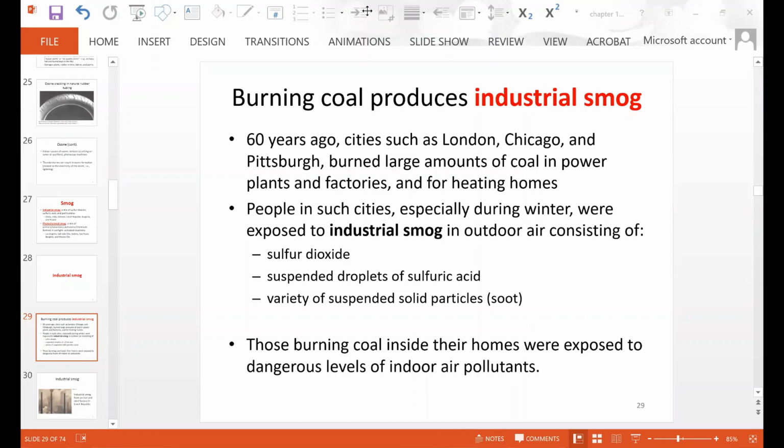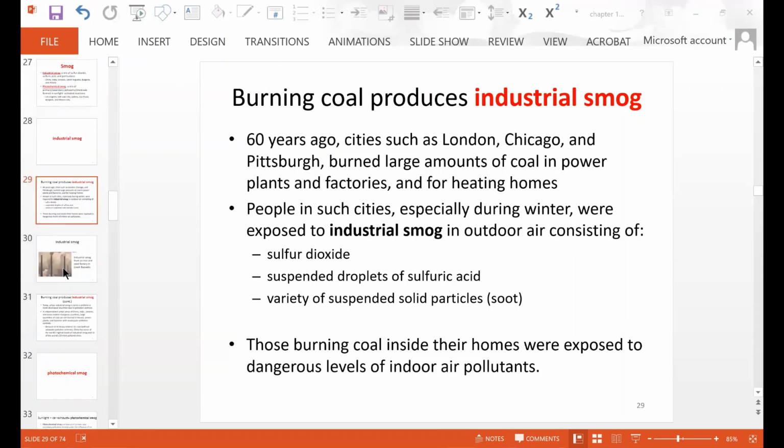So people in these cities, especially during the winter, were exposed to industrial smog in outdoor air, and that consisted of sulfur dioxide, suspended droplets of sulfuric acid, and a variety of suspended solid particles like soot. And then people were breathing that in. And people who were burning coal inside their homes were also exposed to dangerous levels of indoor air pollutants.